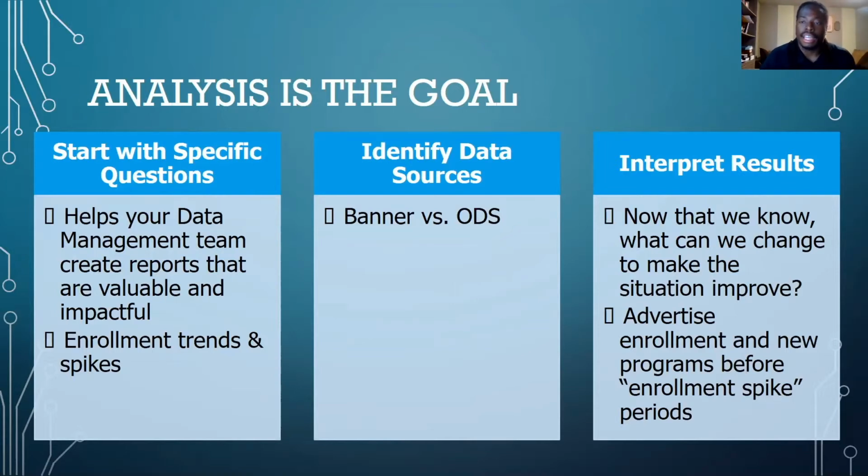And then identify the data sources. We've been touching on that briefly. Just being on the same page. Is it Banner or is it ODS? What Banner form is it in? Our Banner tables are production tables, and our ODS, our operational data store, is like a snapshot of our Banner tables.